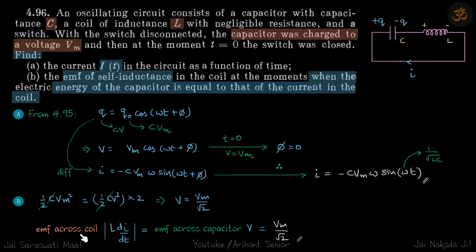And now the EMF across the coil is L dI/dt, which is the EMF across the capacitor, which we just calculated, that is Vm/√2. Alright.